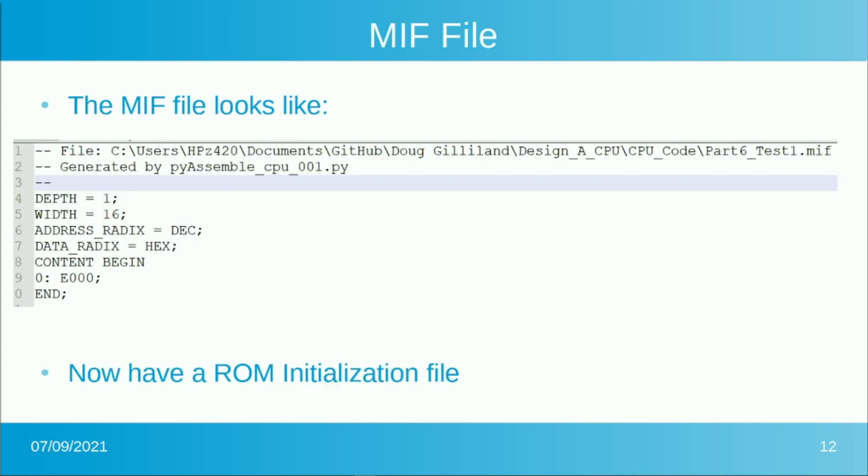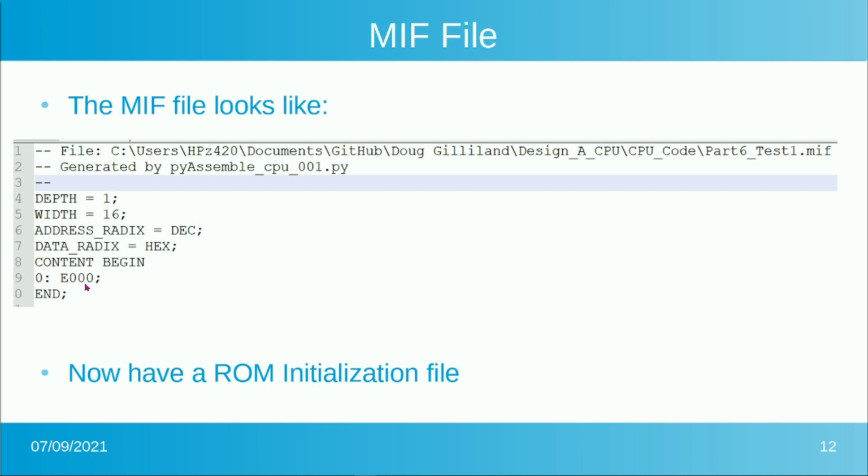The MIF file that we just made is very simple as well, and conforms to what we had before. I did change the name of the program on the output, so it does say this was generated by PyAssemble for CPU 001.py. Again, it's up in the GitHub if you want to play with it. If you want to make it better, feel free. If you make it better enough and you want to let me know, I'll commit it up to the site.